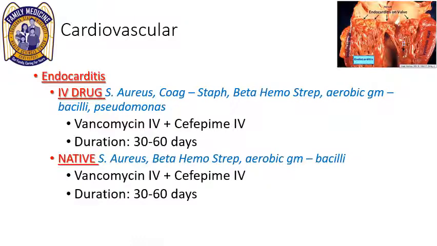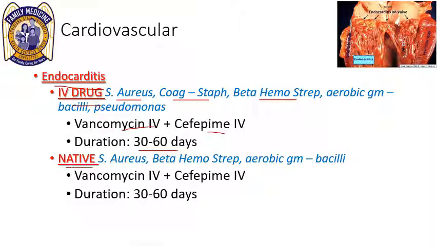So let's talk about cardiovascular problems. Endocarditis, IV drugs is a big one we learned about. The tricuspid valve, Staph aureus, coag-negative, beta hemolytic strep, aerobic gram-negative bacilli, and Pseudomonas, vancomycin, 30 to 60 days. So again, PICC line for these people.